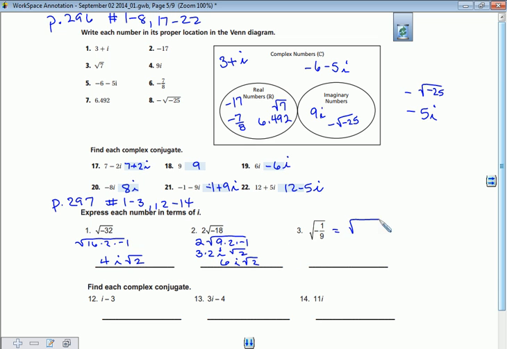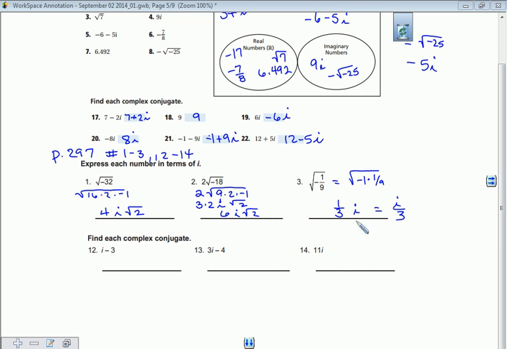Okay, this is the same as negative 1 times 1/9. The square root of negative 1 is i. The square root of 1/9 is 1/3. So it's 1/3 i, which you could write as i over 3. But normally we'd write it as 1/3 i.